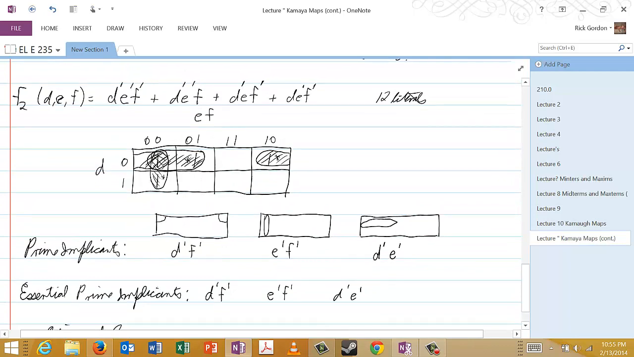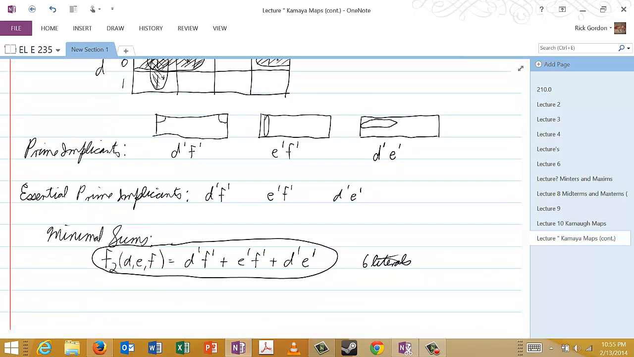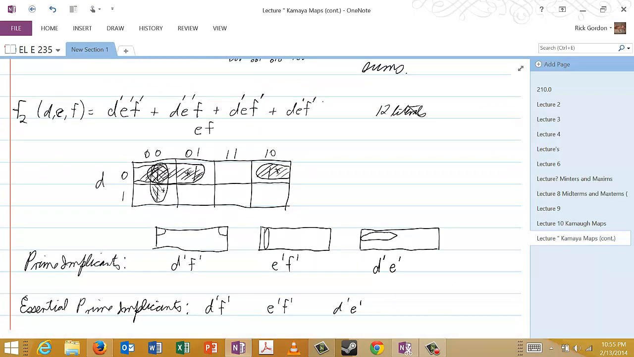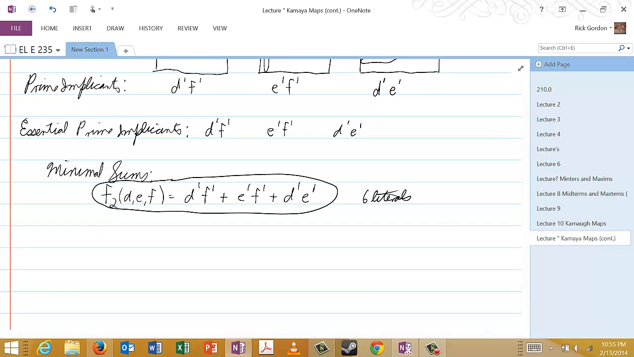So we've gone from an expression for F2 containing 12 literals to an expression containing 6 literals. And once again, I encourage you to take this expression that we've just found, find the min-term expansion for it, and you will find that it matches what we have here at the top. So these expressions are equivalent. However, this is of course a much more compact way of writing the function F2.